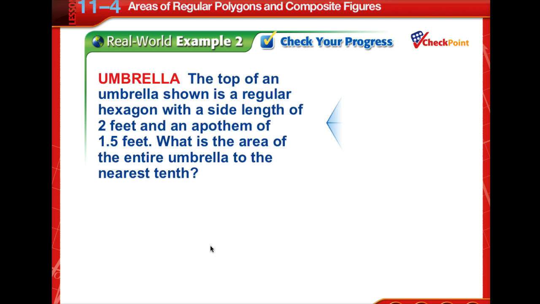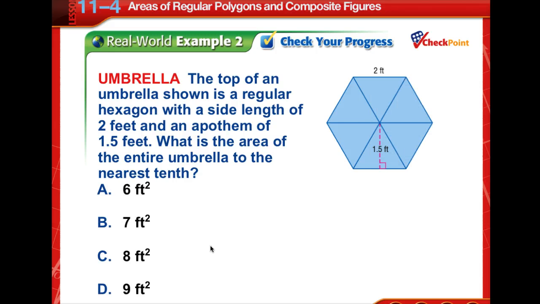Okay, time for you to check your progress. Pause the video and solve this problem, then come back and check your answer. Okay, 1, 2, 3, 4, 5, 6. So the central angle is 60. There are 6 sides. Finding the area, 1/2 times 2 times 1 5/10. Get that answer and multiply it times 6. The answer is 9 square feet.